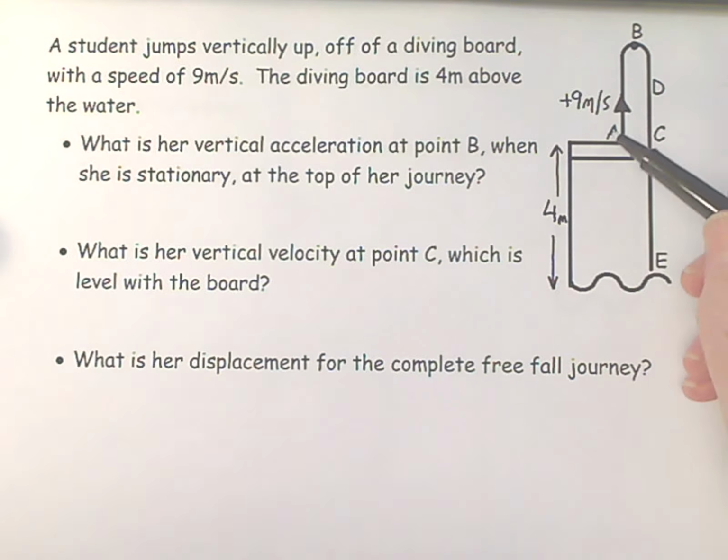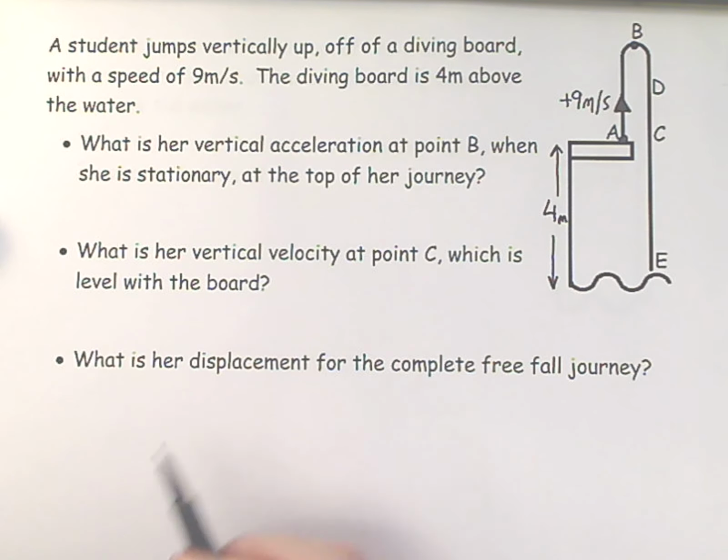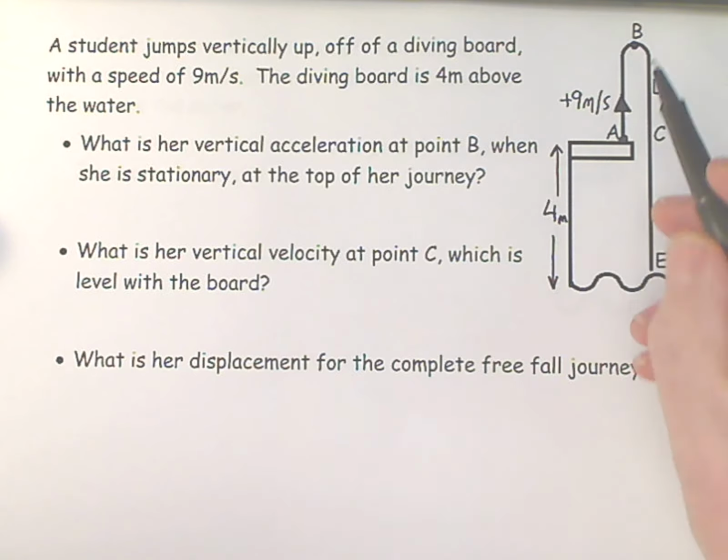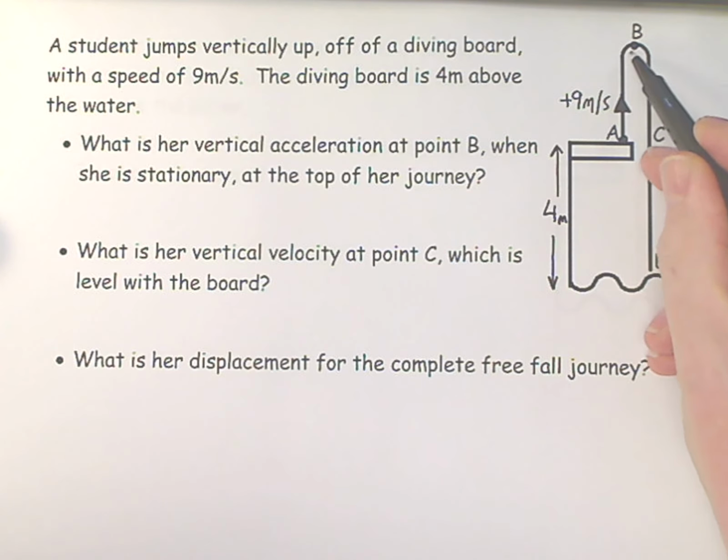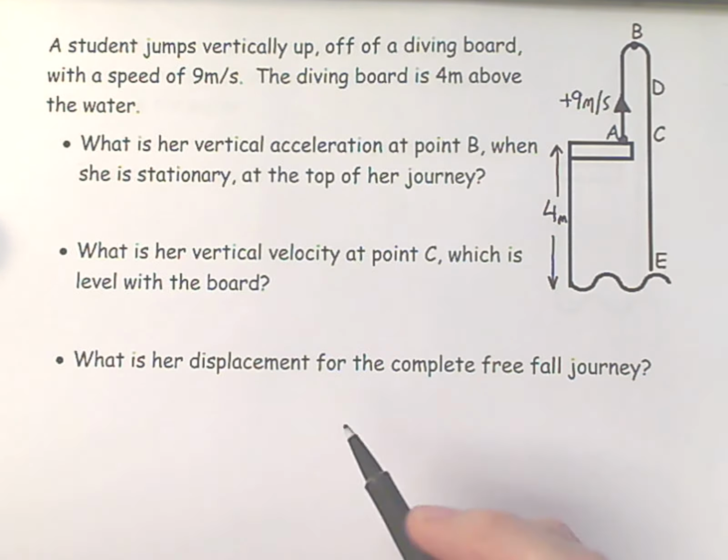Remember, any journey has to be constant acceleration. So for the overall journey, we talk about from the instant after she leaves the diving board until the instant just before she reaches the water. So let's see what the questions are. The first question says, what is her vertical acceleration at point B when she is stationary at the top of her journey? So she started going upwards and she slowed and slowed and slowed, and now she's stationary, and now she's about to fall down.